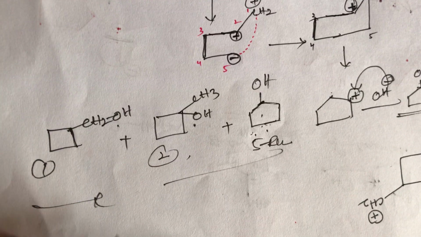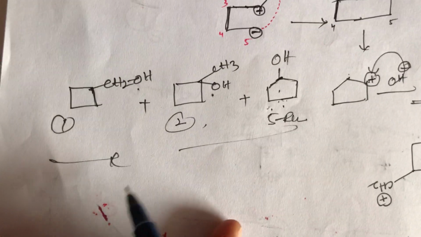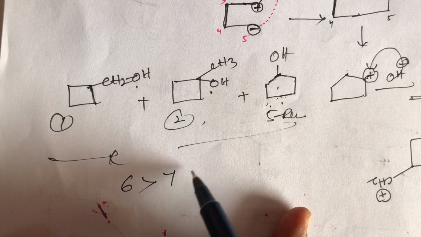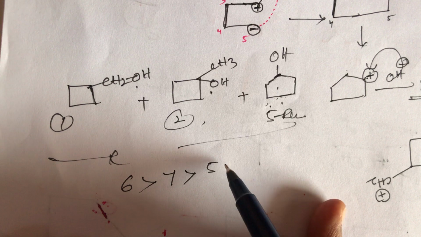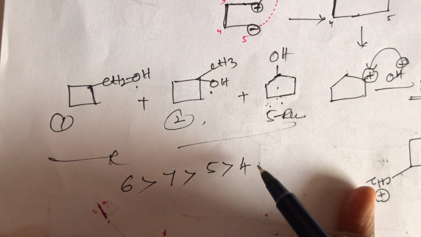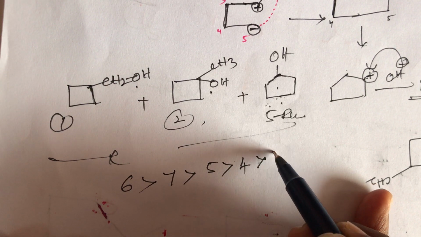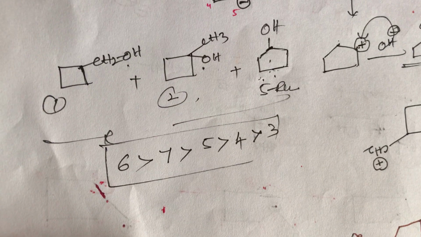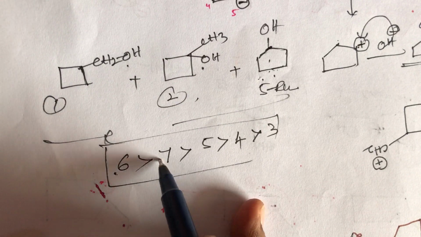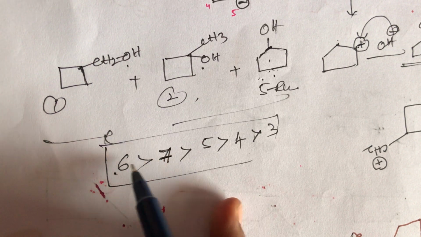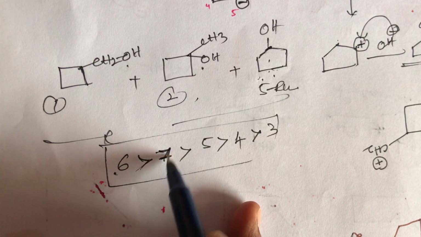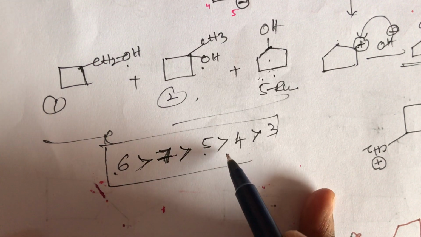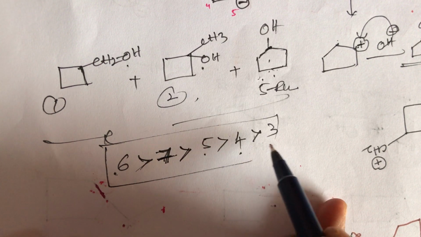Stability order: the 6-membered ring is more stable than the 7-membered ring. The 7-membered ring is more stable than the 5-membered ring. The 5-membered ring is more stable than the 4-membered ring. The 4-membered ring is more stable than the 3-membered ring. This is the stability order, students.